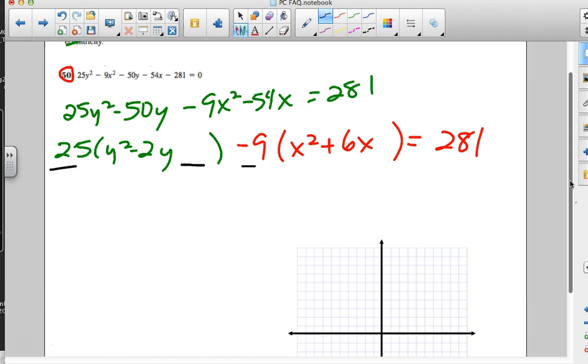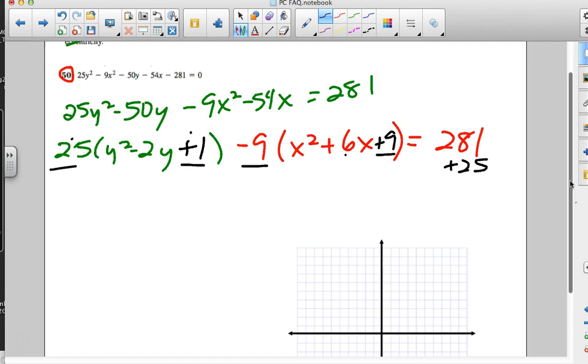But we can't forget about those numbers that are out in front when we complete the square. So with the green here, the y's, we have a b value of negative 2. Negative 2 divided by 2 is negative 1. When you square it, you get plus 1, but that is really adding 25 to that side. And then we have a b value in the x positions there of 6. 6 divided by 2 is 3. 3 squared is 9.